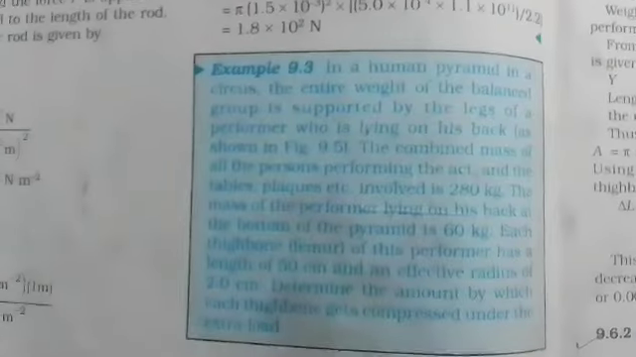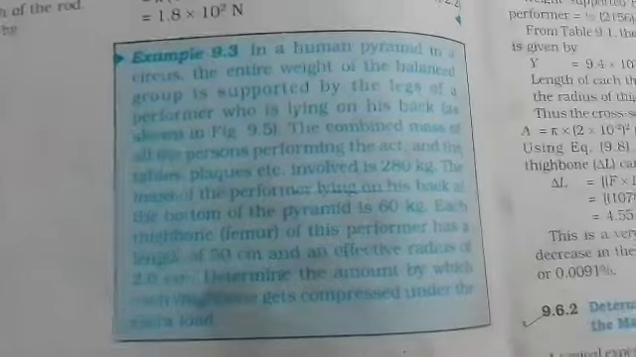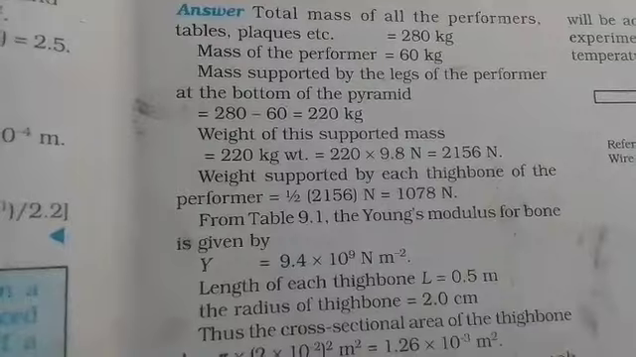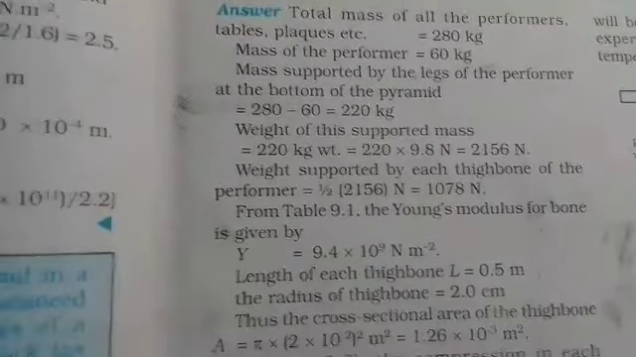Next we have this problem of the human pyramid. You can see this diagram. Now the total mass of all the performers is given to be 280 kg, and the mass of the performer who is performing this is 60 kg. Now he is lifting a certain weight. As you can see from this figure, this person is lifting this amount of weight.